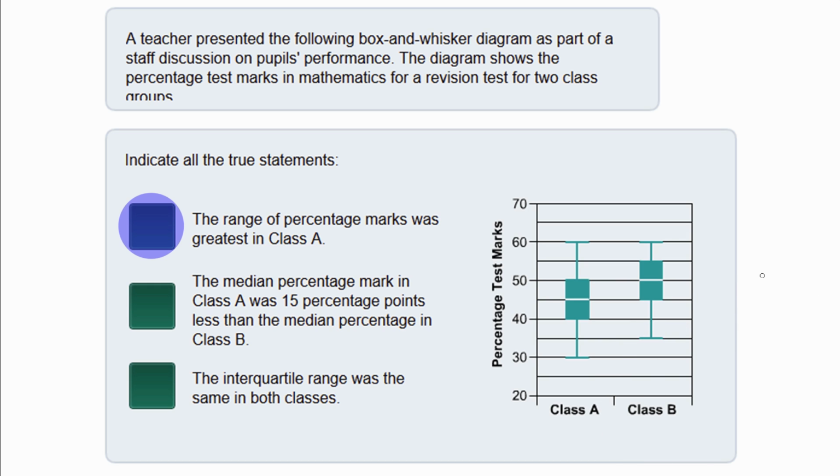Finally, the last statement claims that the interquartile range was the same in both classes. Well, the interquartile range is the difference between the upper quartile and the lower quartile, i.e. this distance here for Class A and this distance here for Class B. We can see again visually these distances are the same, but if you wanted to add numbers to it, we can see this is a difference of 10 and this also is a difference of 10. So both classes had an interquartile range of 10. Therefore, the statement is true.